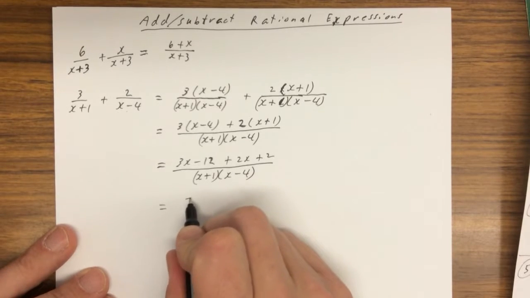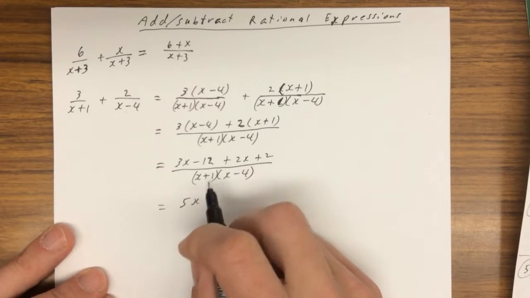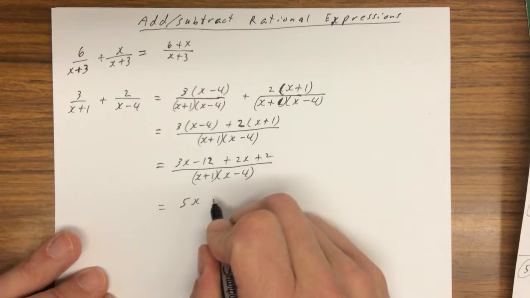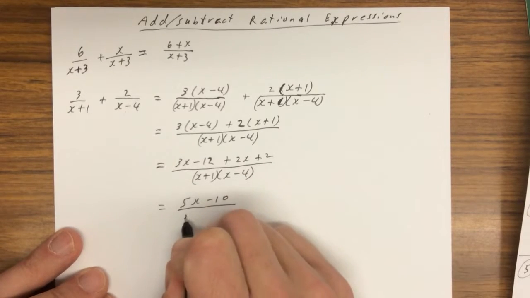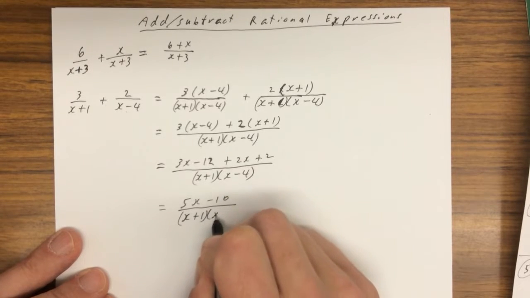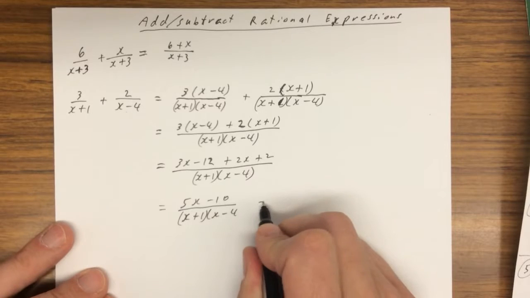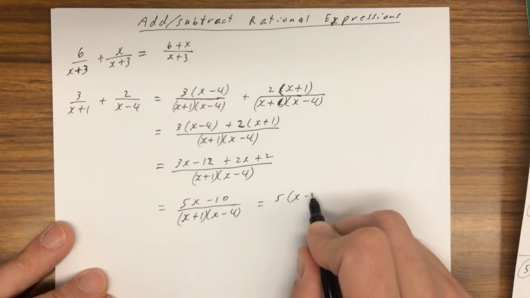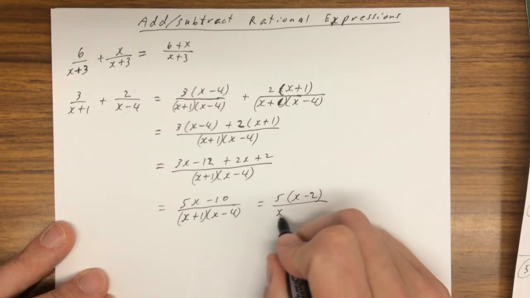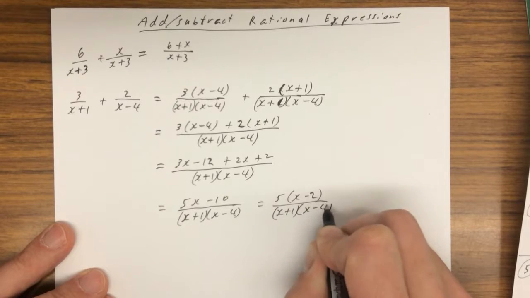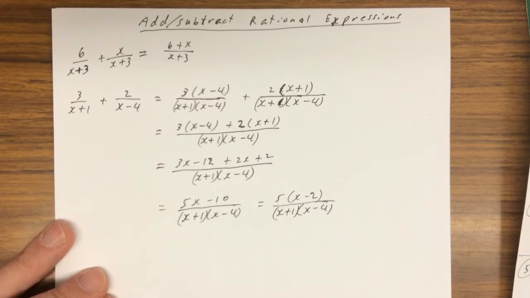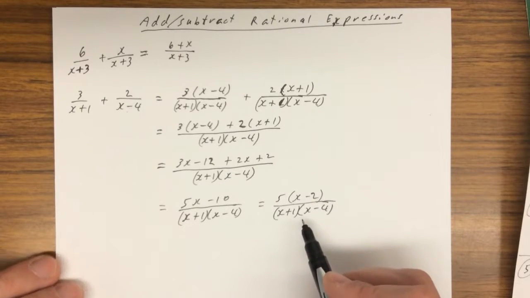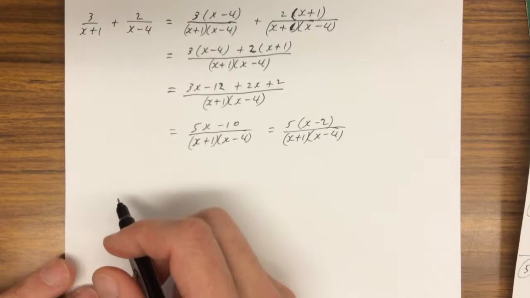So 3x plus 2x is 5x. And negative 12 plus 2 is negative 10 over x plus 1 times x minus 4. And that just equals 5 times x minus 2 over x plus 1 times x minus 4. So that would be that. Simplified as far as you can get in terms of canceling out, but you could multiply the bottom and top out. All right, let's try something a little bit more difficult.